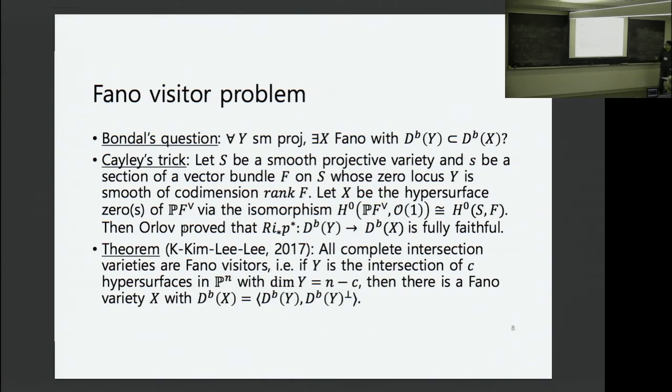For the proof, Orlov used something called Cayley's trick. Very elementary, but quite useful. And using this trick, we can answer a question about Fano varieties. I think this question was originally motivated by homological mirror symmetry. Bondal asked this question maybe less than 10 years ago. Suppose you have a smooth projective variety Y. Can you find a Fano variety X whose derived category contains the derived category of Y? That's Bondal's question. It's called the Fano visitor problem. If there is such a Fano X, Y is called a Fano visitor because it's visiting the world of Fano varieties by derived categories. And then X is called a Fano host.